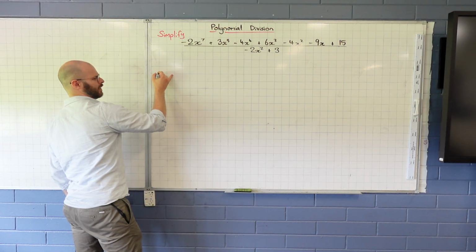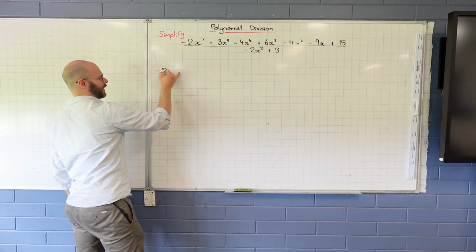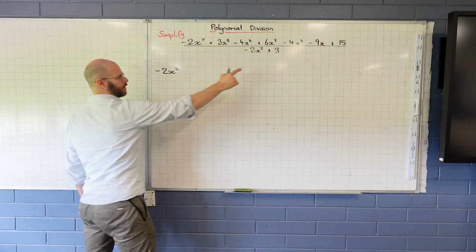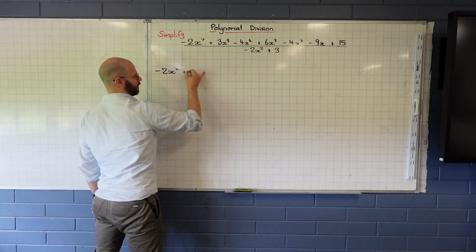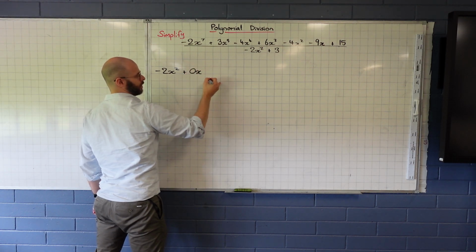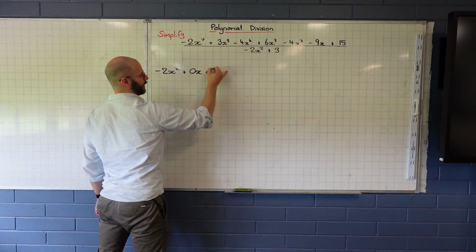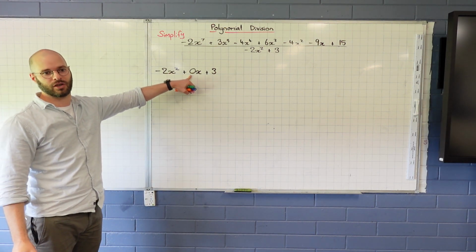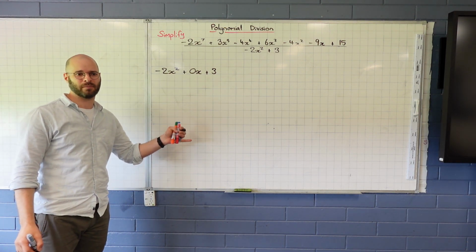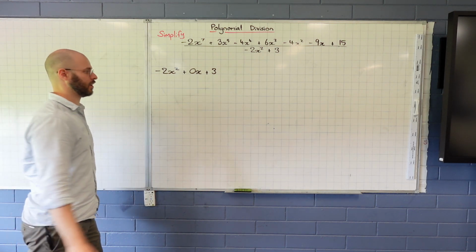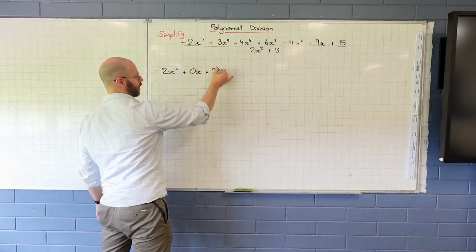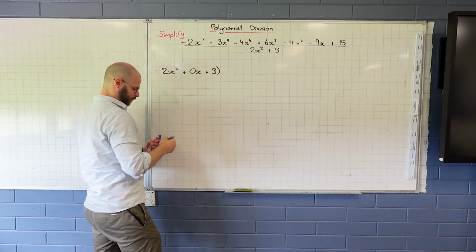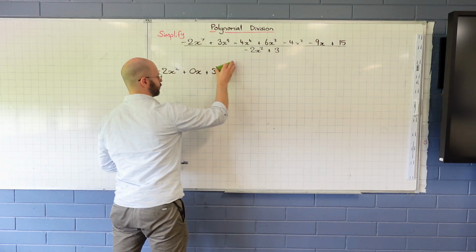In this case, the linear term is going to be 0x, and then our constant term is 3. It's got to be 0x because we need to represent the linear term, or any term that has a coefficient of 0. Otherwise the algorithm doesn't work. I draw it in red so it's a bit more visible.